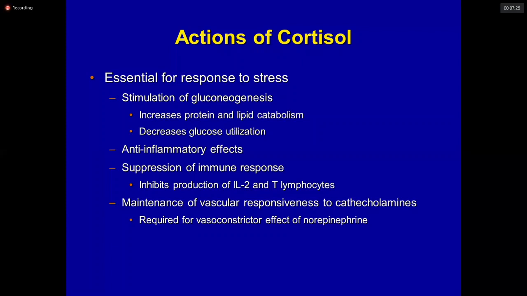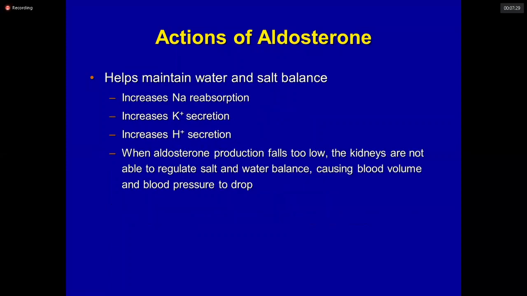So cortisol is a very important hormone in times of stress, while aldosterone is the main hormone that will maintain water and salt balance. So by having aldosterone, we will have the sodium retained, the potassium will be out, and the acid. So when we have sodium retained, the water will be retained as well, and blood pressure will be maintained.